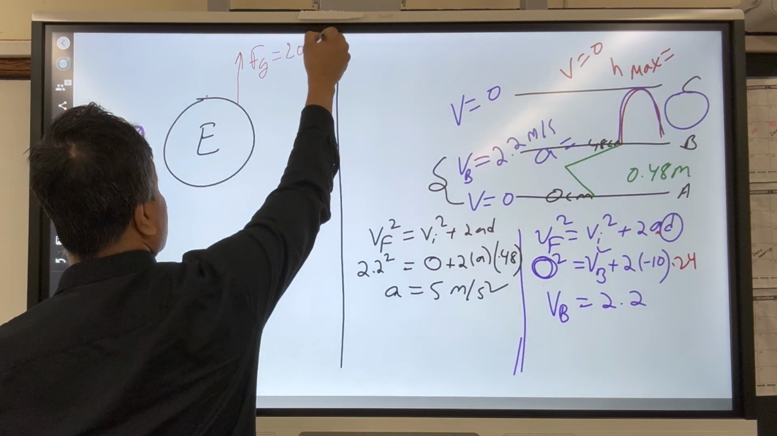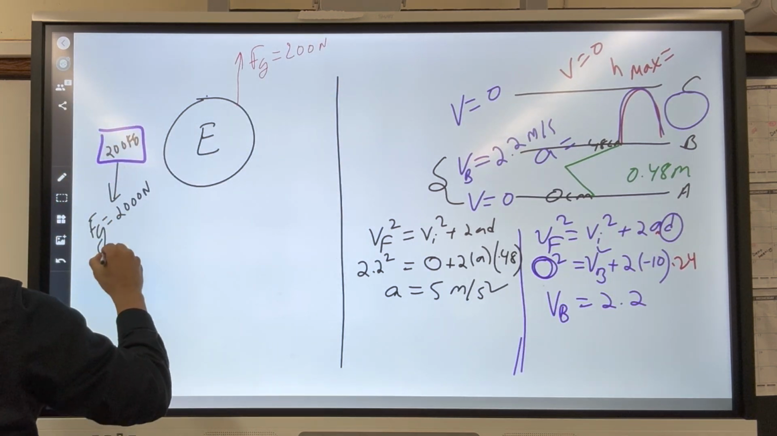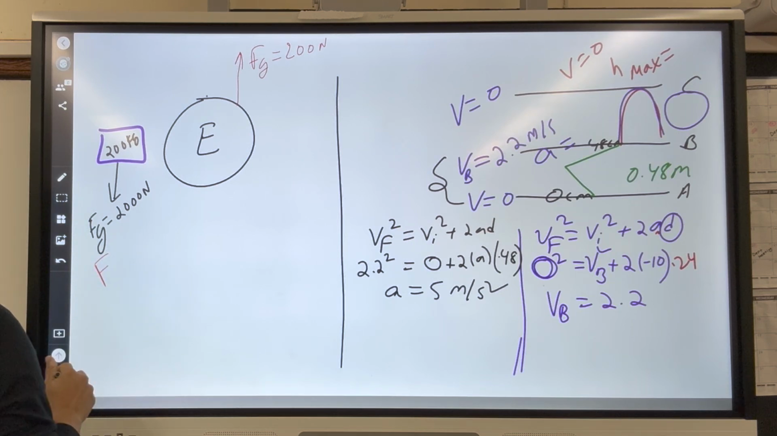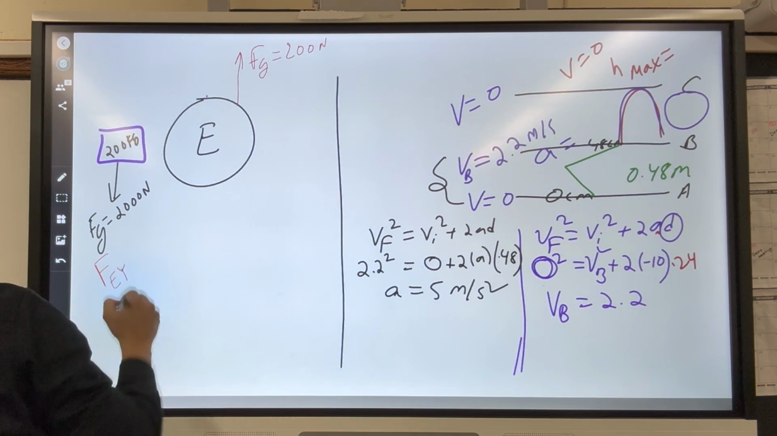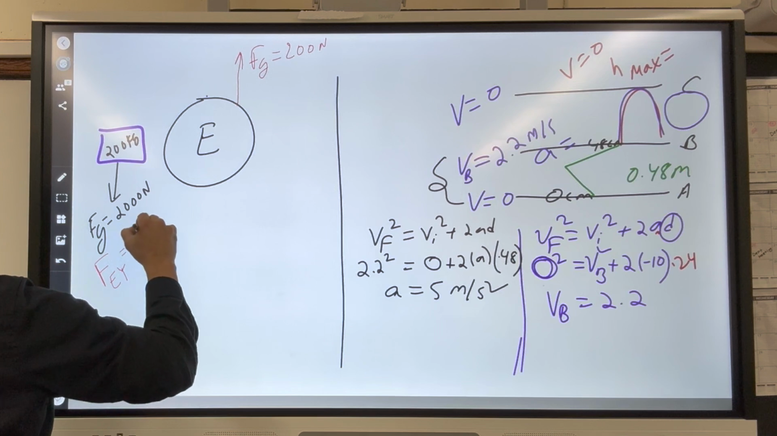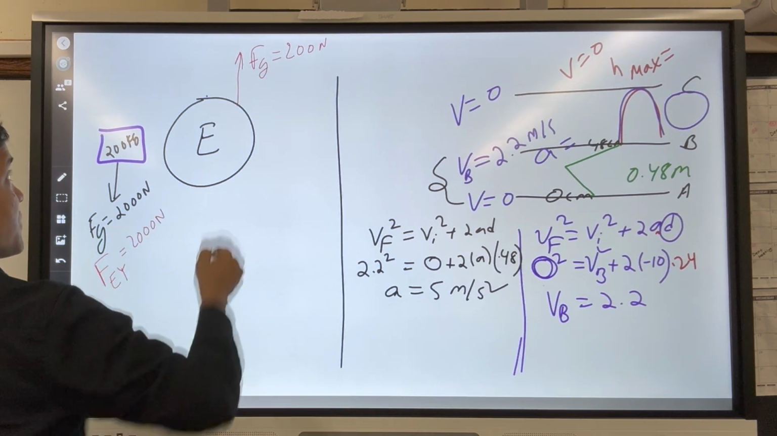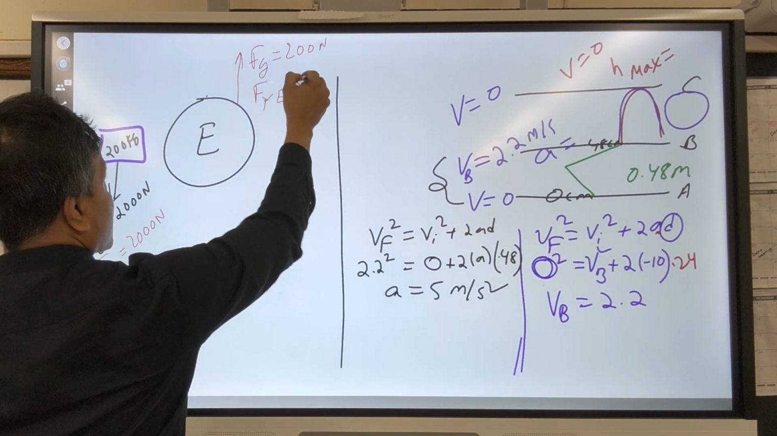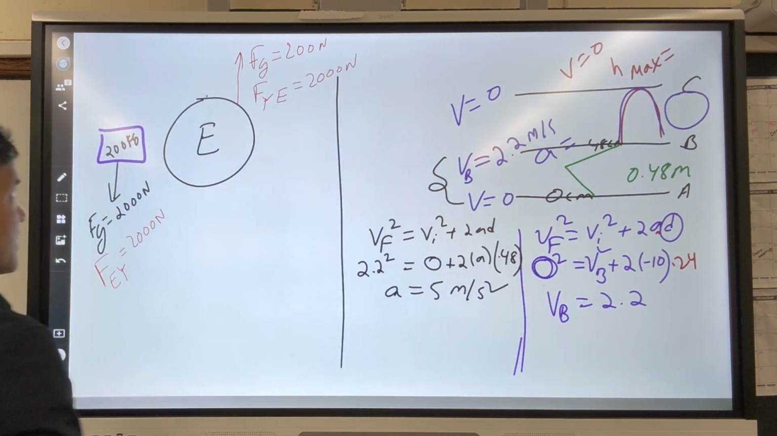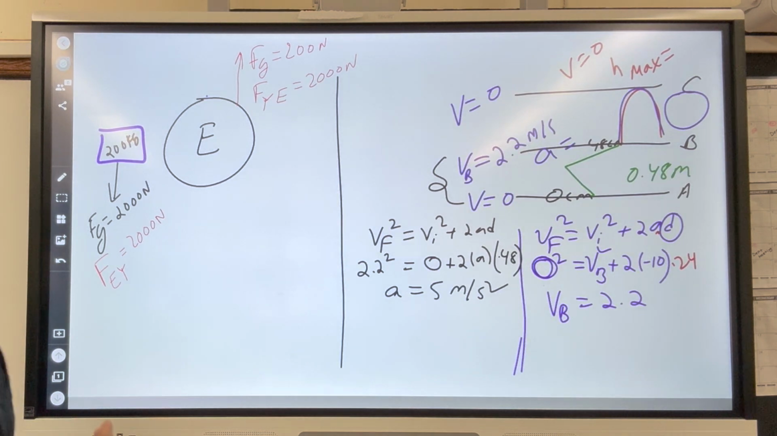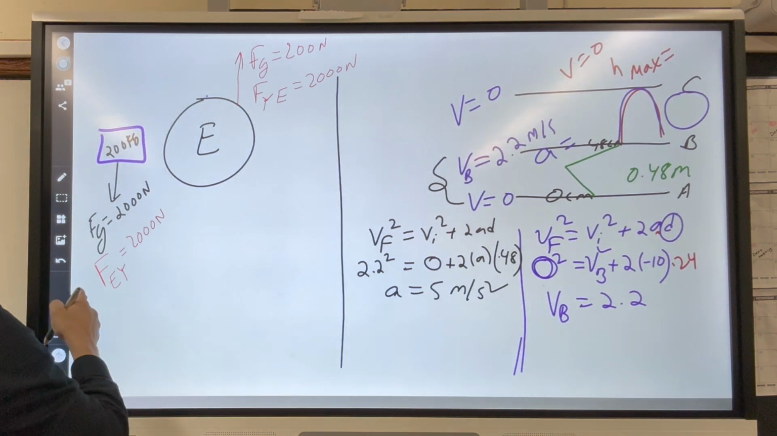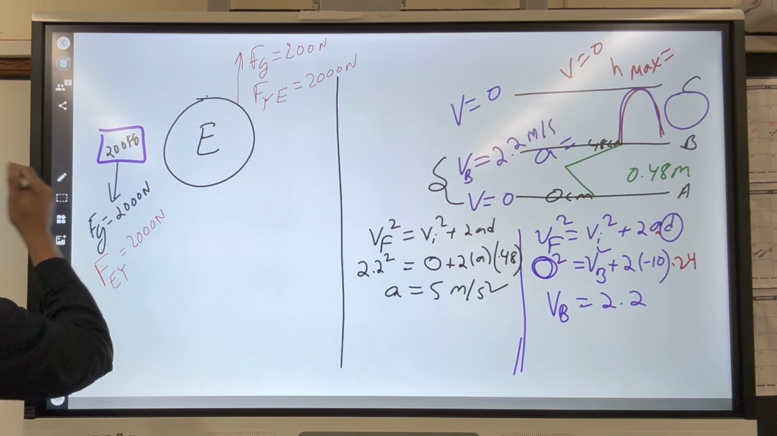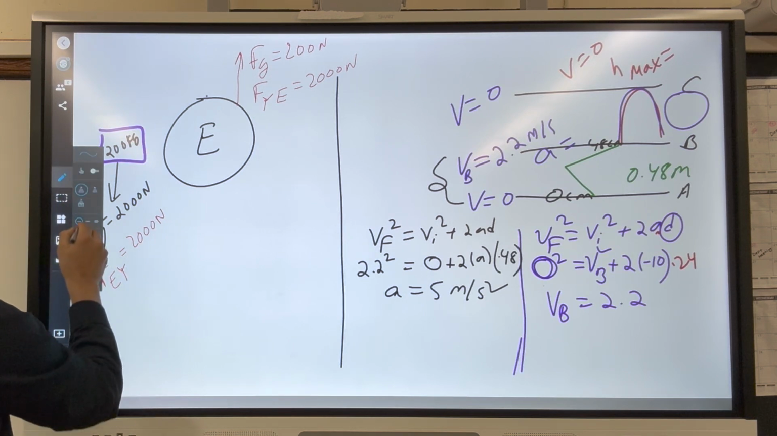I explained it in class the other day. Instead of weight, you can call it your force. The force on Earth by you is 2000 Newton, and instead of Fg, you can call it the force on you by Earth, which is also 2000 Newton, equal in magnitude, opposite in direction. This is a Newton's third law pair. Okay, 2000, 2000, good.